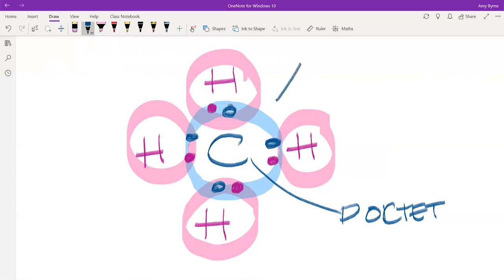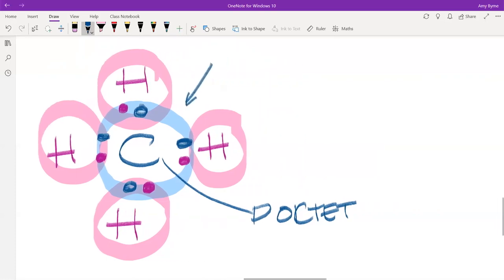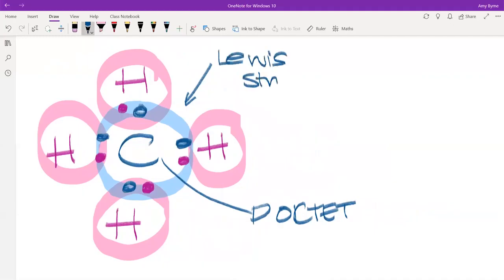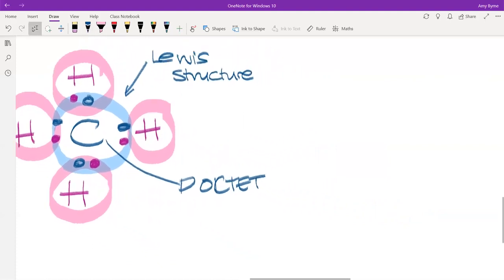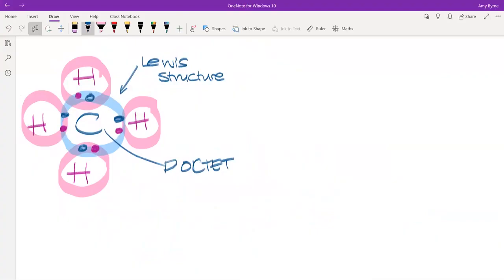This way of showing electrons with dots is called a Lewis structure. And it's just a really simple way for us to see what's going on in the outer shells of these atoms. So this bond that's here is formed by 1 electron from my hydrogen and 1 electron from my carbon. So they are sharing, so that is our covalent bond.